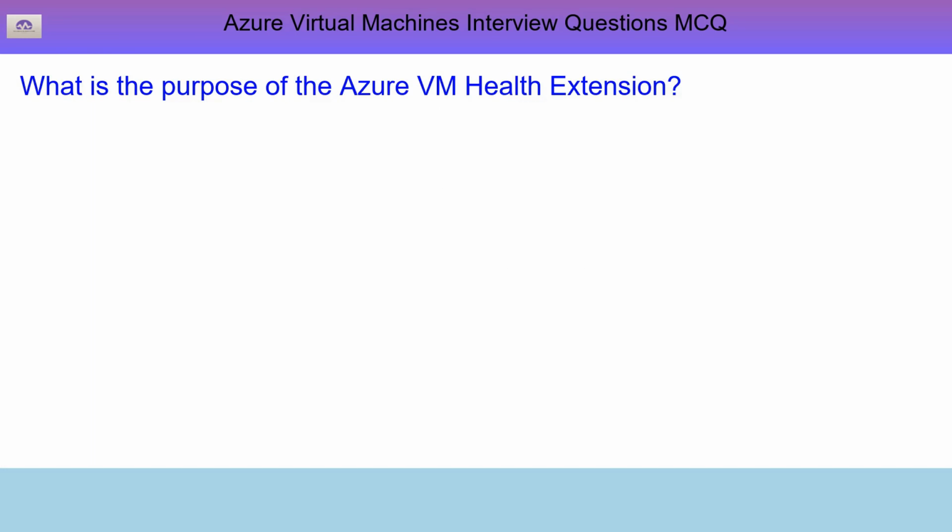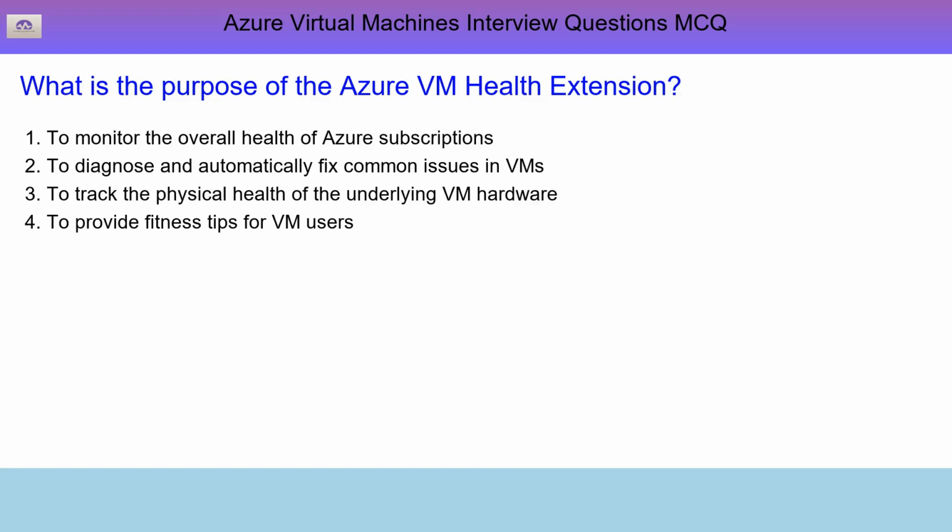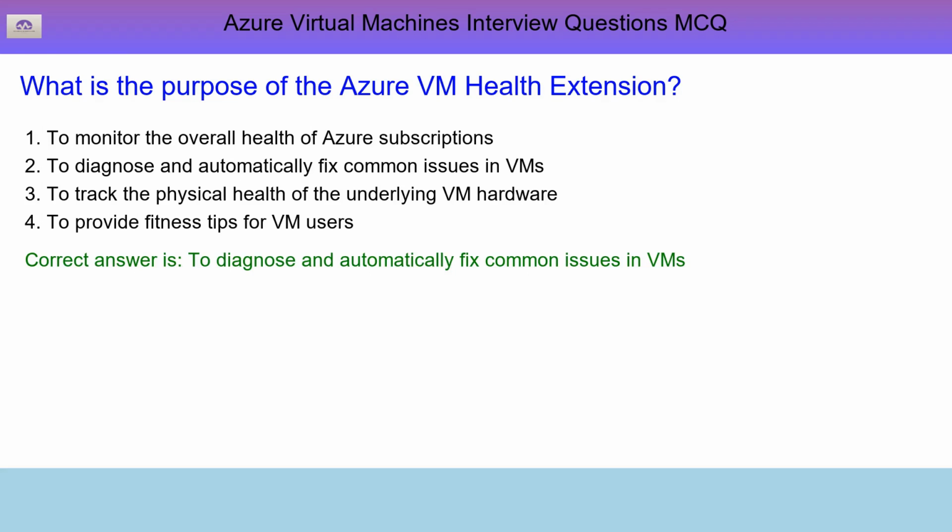What is the purpose of the Azure VM Health extension? Here are your options. 1. To monitor the overall health of Azure subscriptions. 2. To diagnose and automatically fix common issues in VMs. 3. To track the physical health of the underlying VM hardware. 4. To provide fitness tips for VM users. The correct answer is to diagnose and automatically fix common issues in VMs.